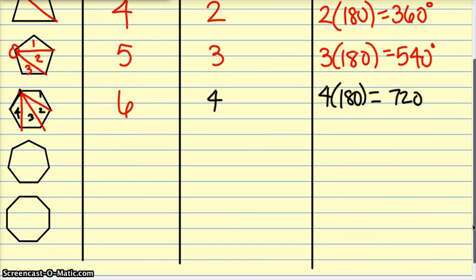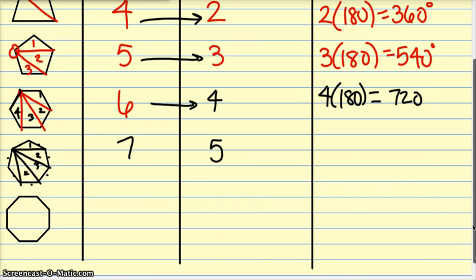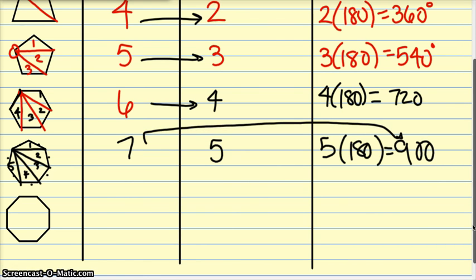This next one has 1, 2, 3, 4, 5, 6, 7 sides. Follow the pattern. Can you guess how many triangles there'll be? Each time it's been 2 less. So if there's 7 sides, you'll end up with 5 triangles. So let's try it. 1, 2, 3, 4 diagonals. 1, 2, 3, 4, 5 triangles. So 5 times 180 ends up giving us 900. So a 7-sided figure has a total of 900 degrees on the inside.